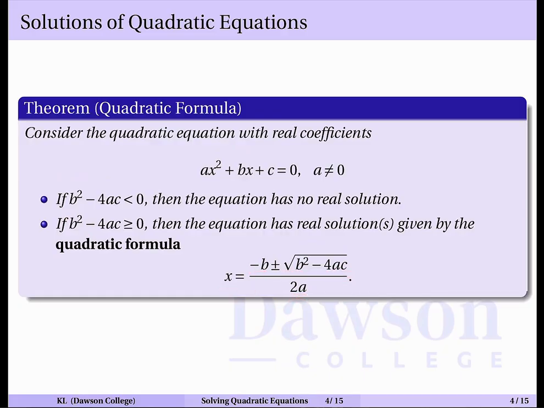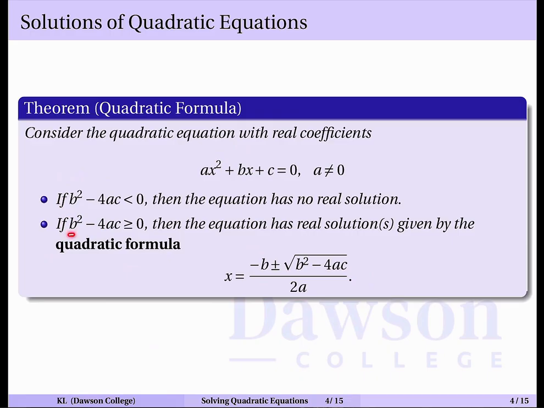Take note that here you have your b squared minus 4ac. The condition is just greater than or equal to 0. If that's the case, you will have solutions. Quadratic formula. This is something that you need to memorize. You need to know by heart.